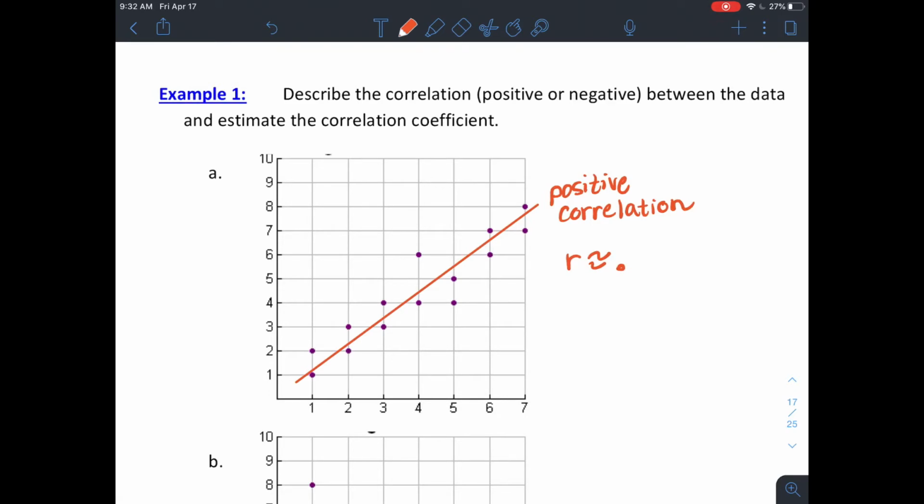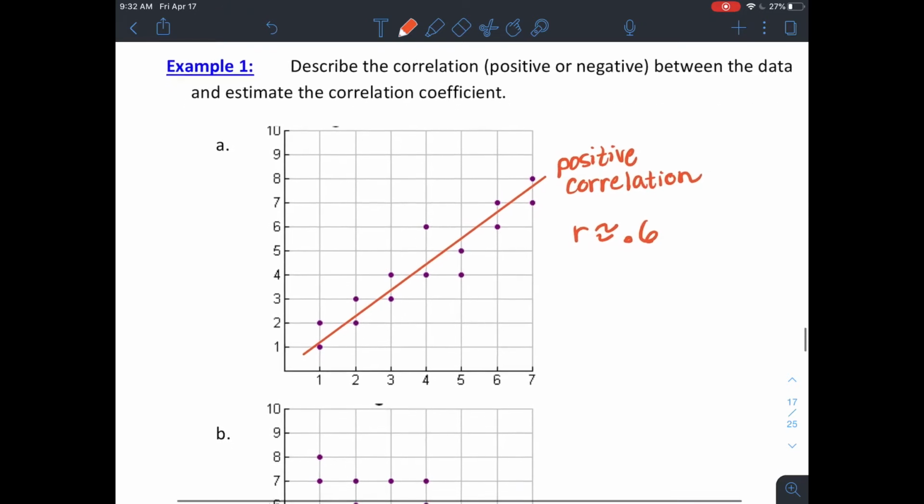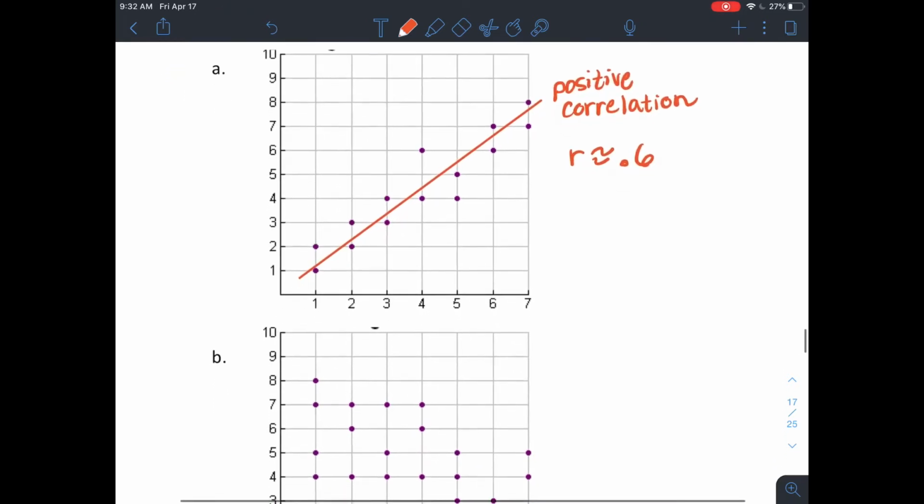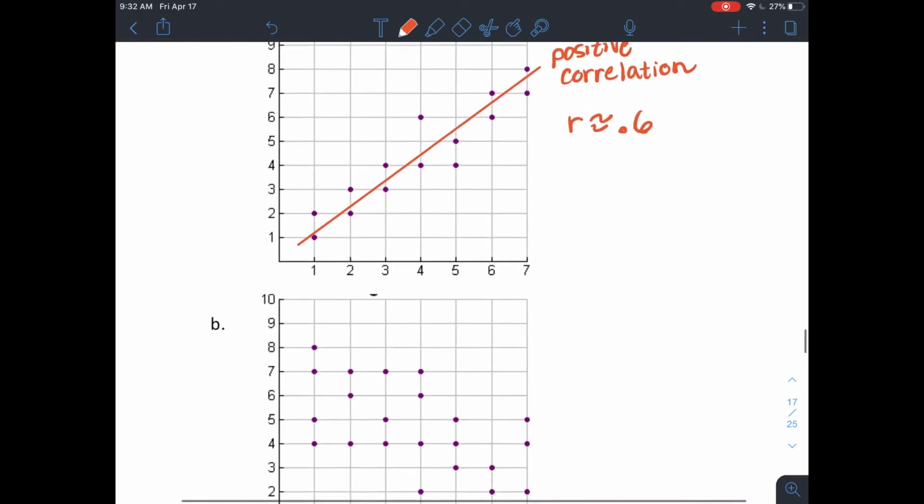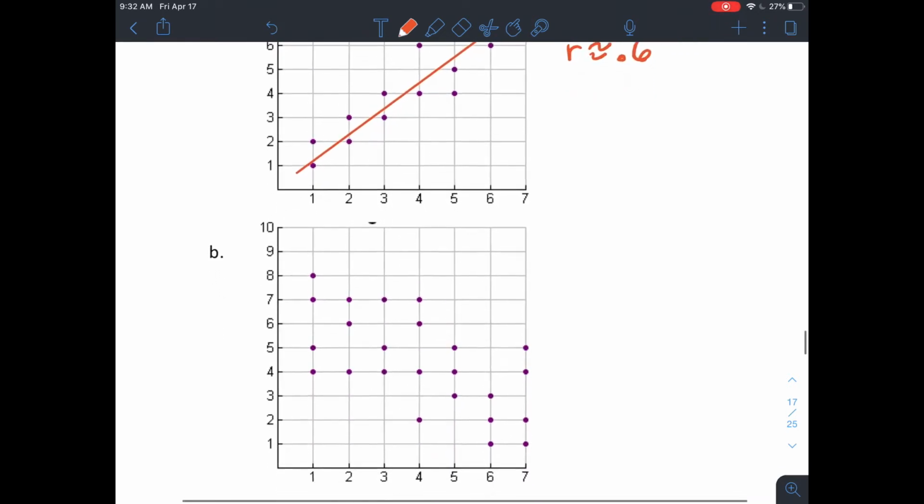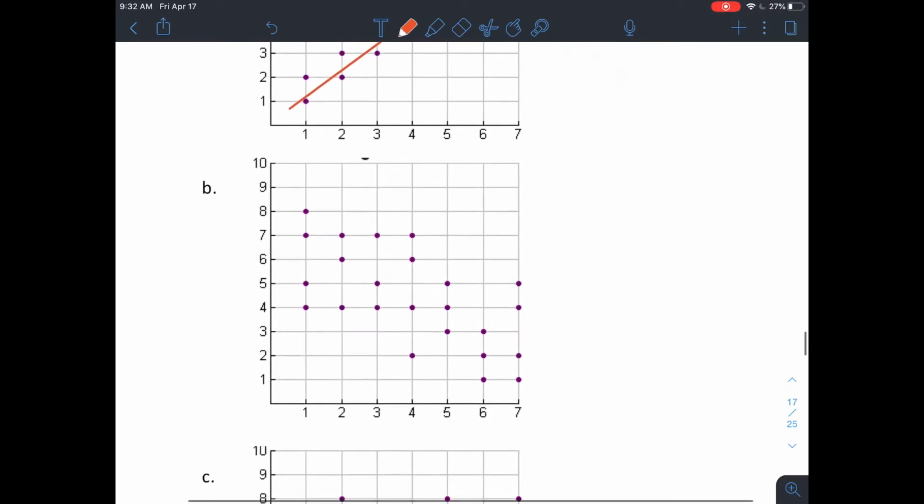R is kind of an approximation here. I would say that my points are reasonably close to lying on that line that I drew. So I'm going to have my correlation be closer to 1 than to 0. But they are a little bit spread out from it, so it shouldn't be super close to 1. Anywhere from maybe 0.6 to 0.7, 0.8 would be an acceptable correlation coefficient.